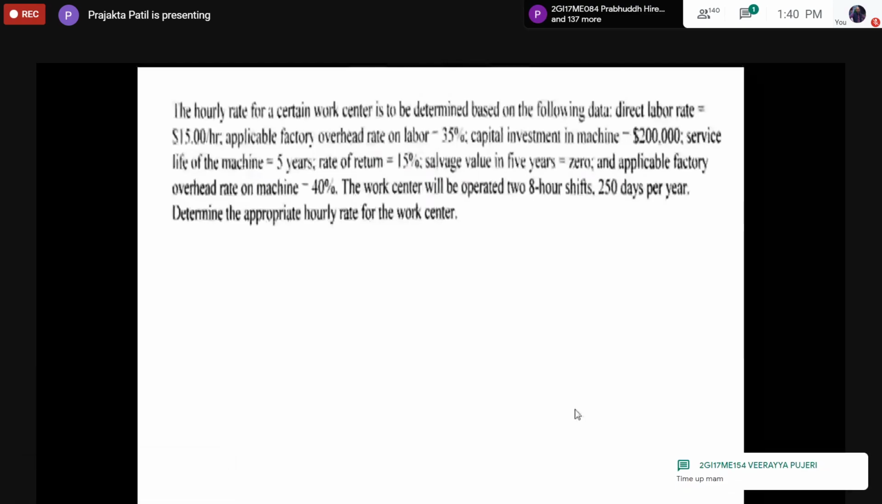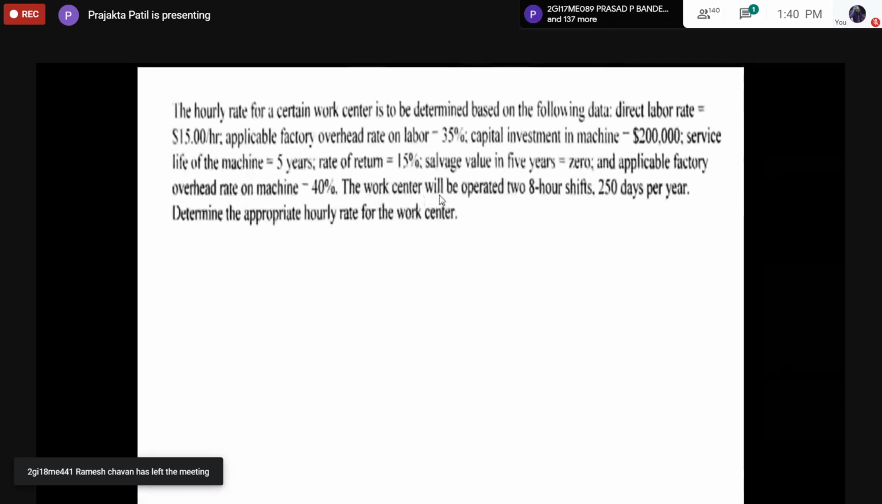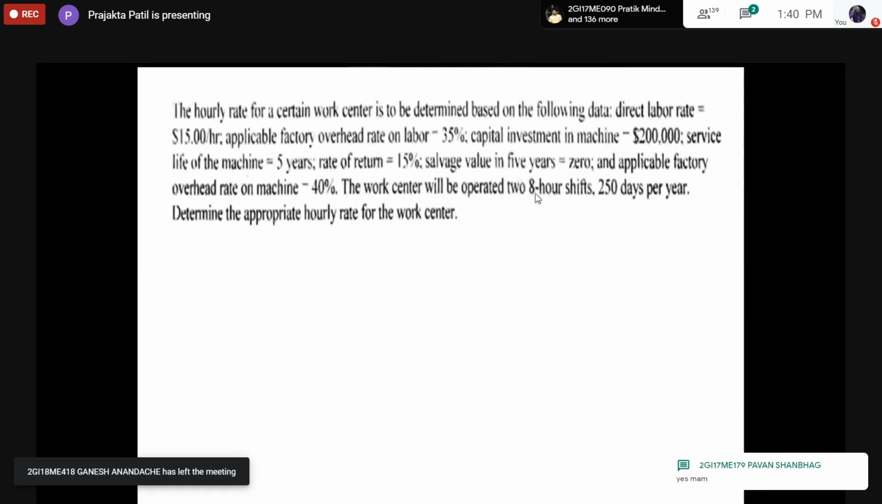The work center will be operated... Here you have to just read it carefully. The work center will have to operate 2 8-hour shifts. So how many shifts in a day? It is going to be 8 into 2.